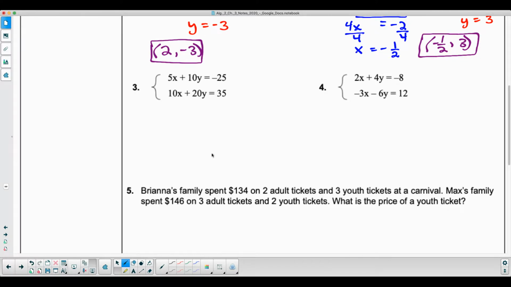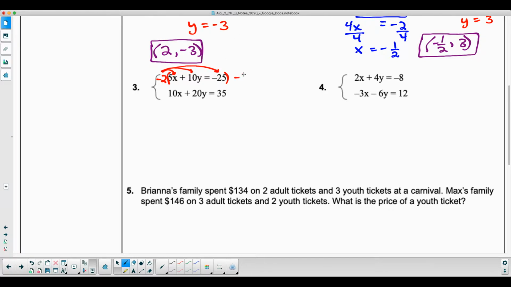All right. Number 3, 5x plus 10y equals negative 25, 10x plus 20y equals 35. You can see here our x's aren't opposite, our y's are not opposite. But what we can do if that's the case is, for example, if you look at our x's here, we can multiply this top equation by negative 2 because that will make our 5x a negative 10x. Then we would be able to eliminate the x. We could do a similar thing with y's, and actually you will see what ends up happening here when we do this here in a minute.